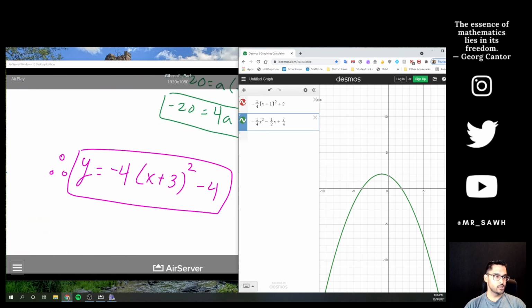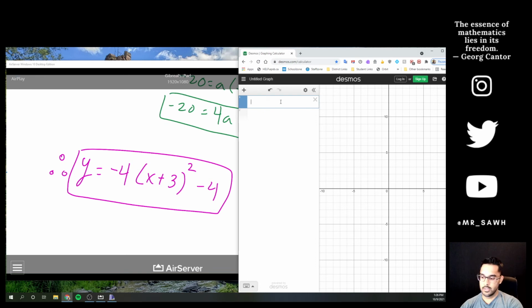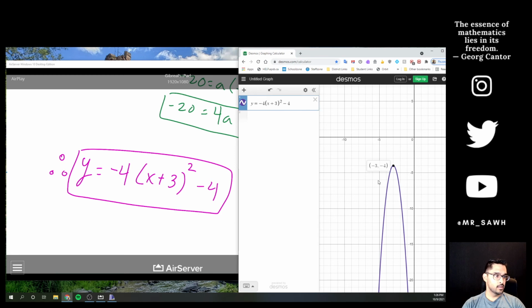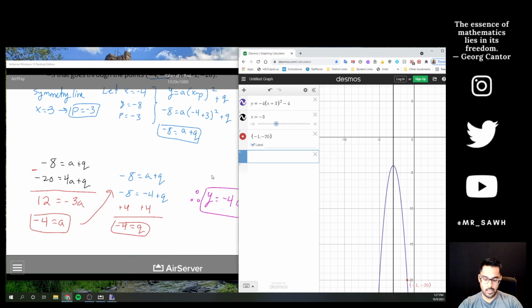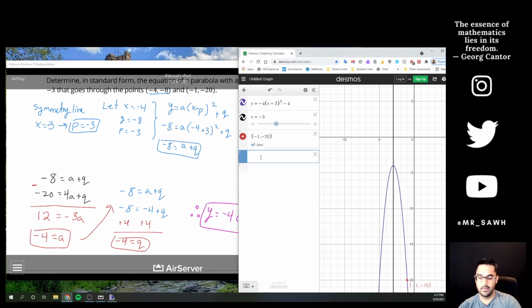Okay, so we'll graph it here to check. So y equals -4 times (x plus 3) squared minus 4. So here's what it'll look like. So there's my vertex, which I didn't know before. Here's my symmetry line. X equals -3, so it goes right through the middle. We wanted one of the points on it to be -1, -20, right? And I can see that red point is definitely on the line. The other point that's supposed to be on here is -4, -8.